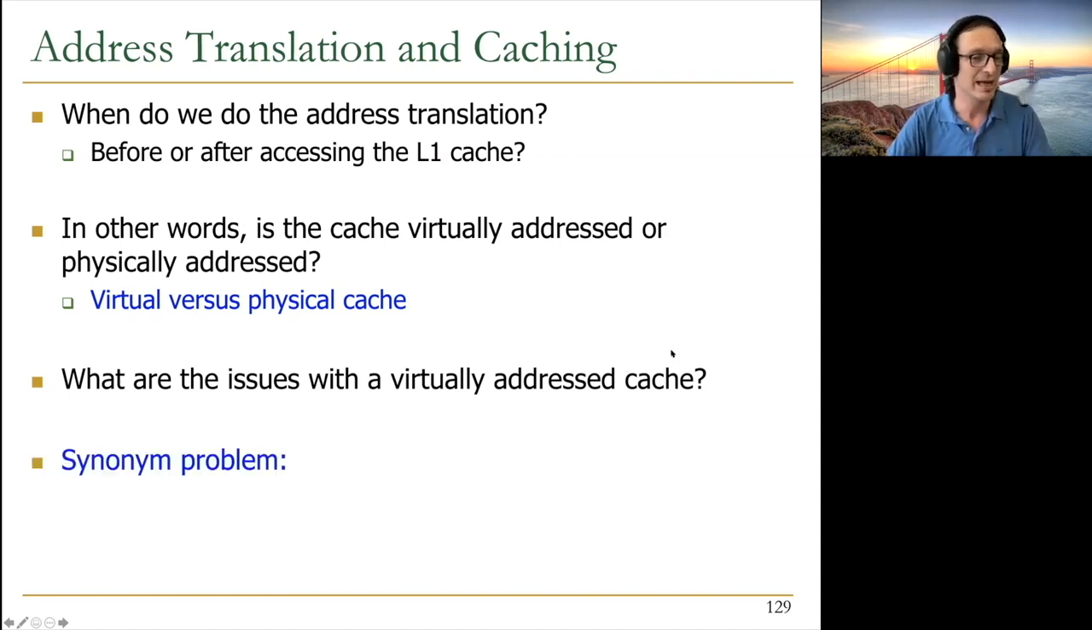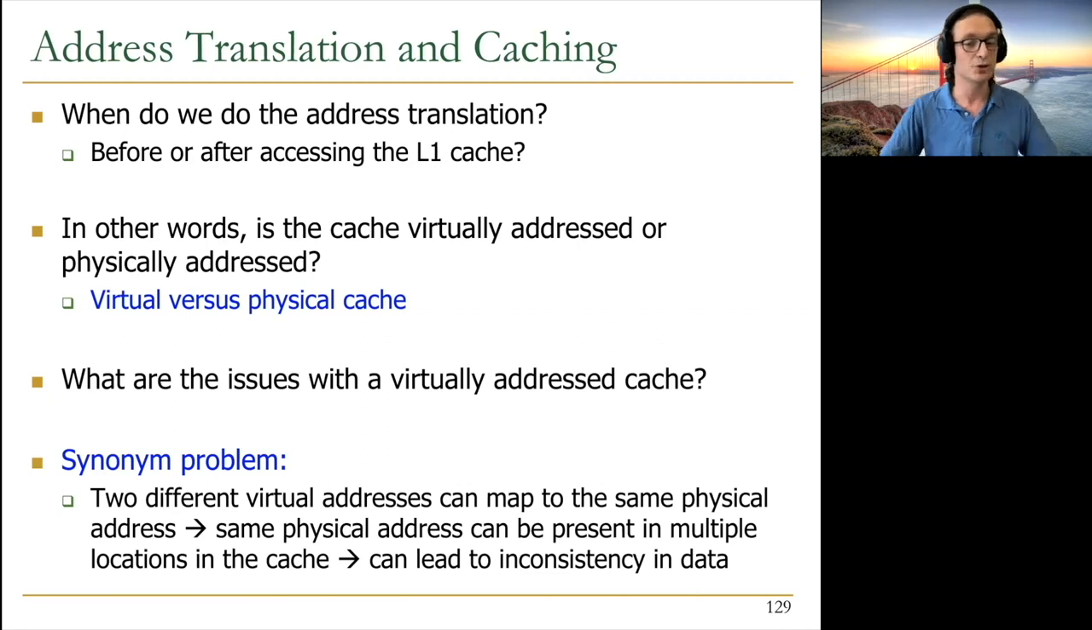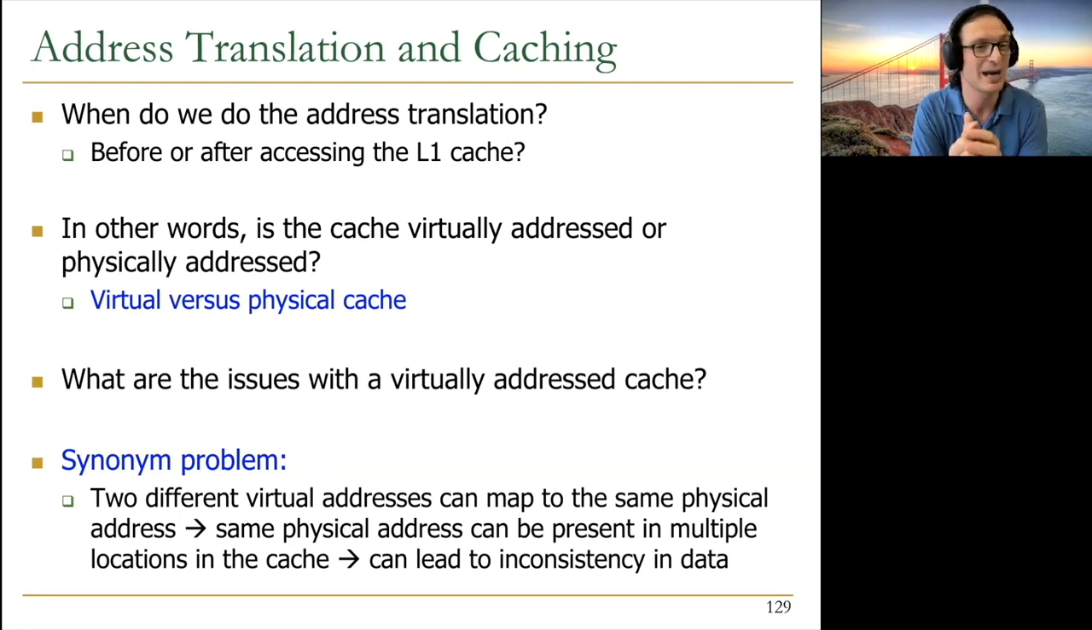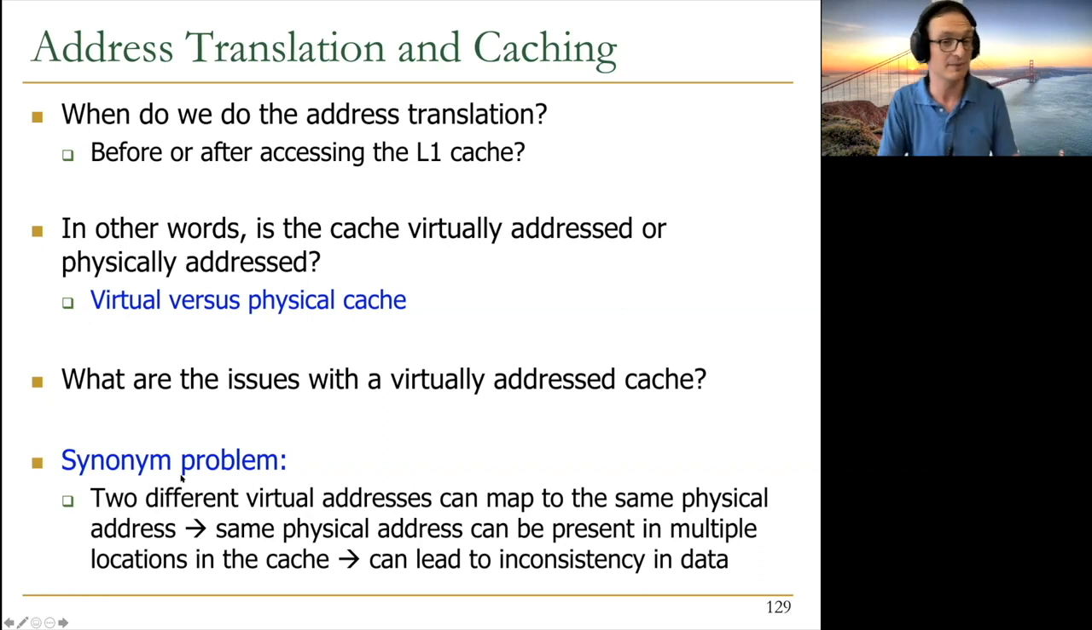And there are issues. One issue is the synonym problem. Basically, two different virtual addresses from the same process or different processes can map to the same physical address, which means that the same physical address can be present in multiple locations in the cache if you're actually using virtual addresses to address the cache. And this can lead to inconsistency in data because the same physical address is in multiple locations, let's say different sets, different indices in the cache. And if one of them is updated, the other one needs to be updated also or invalidated. So you have a coherence or consistency problem inside your own cache if your cache is virtual, because two different virtual addresses can map to the same physical address.